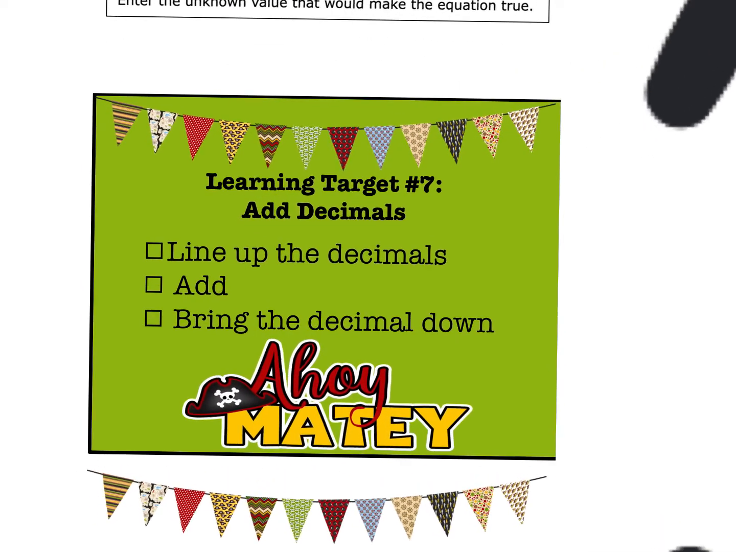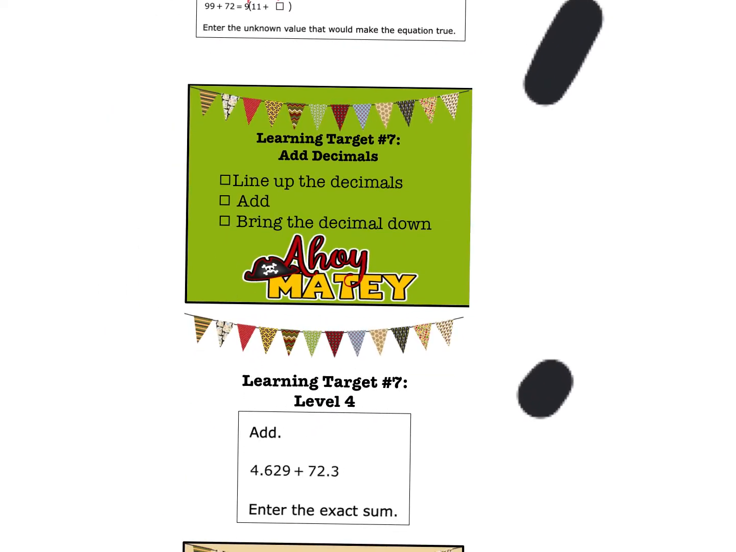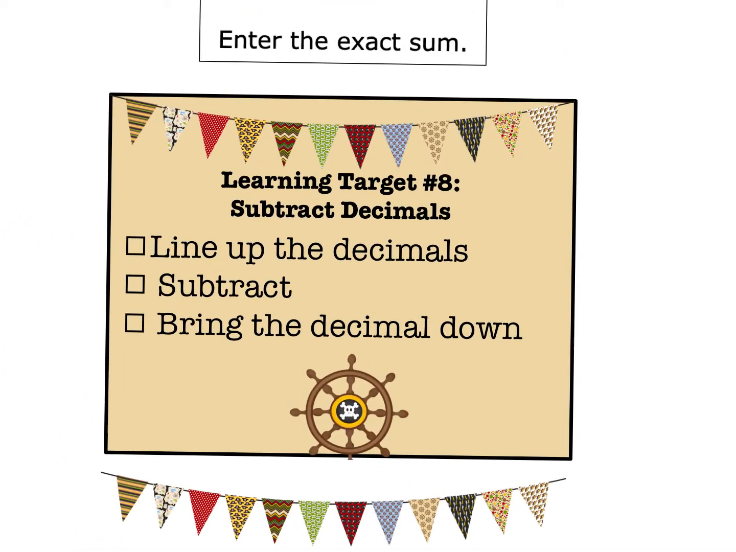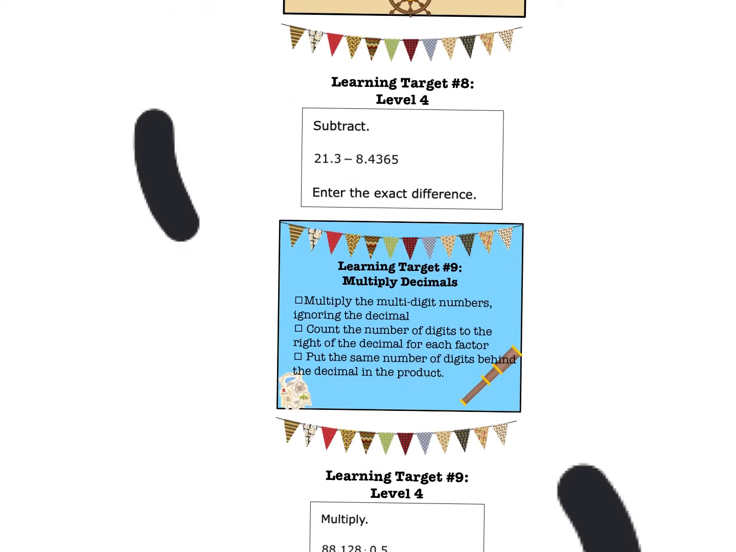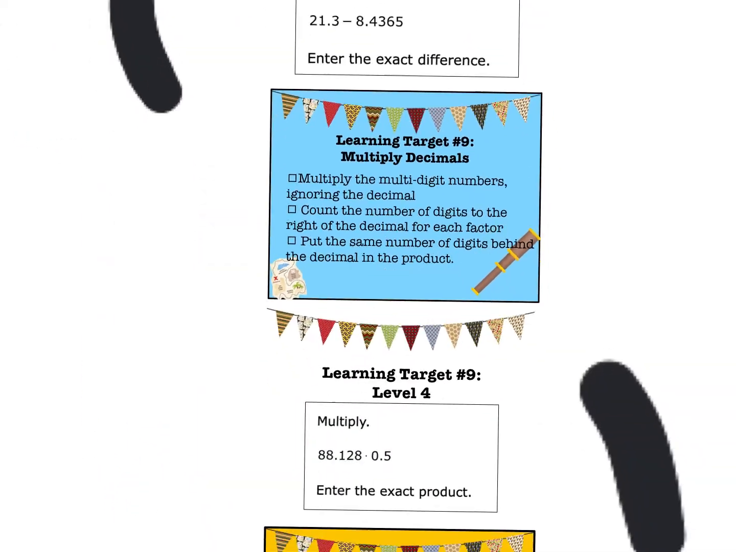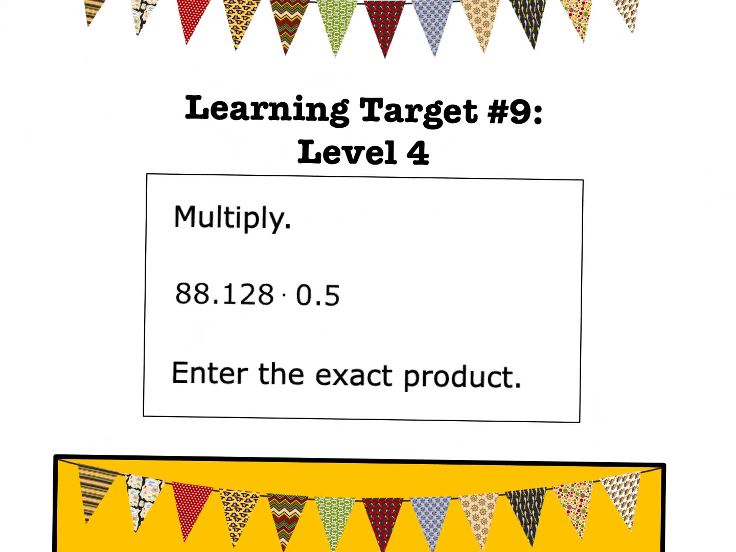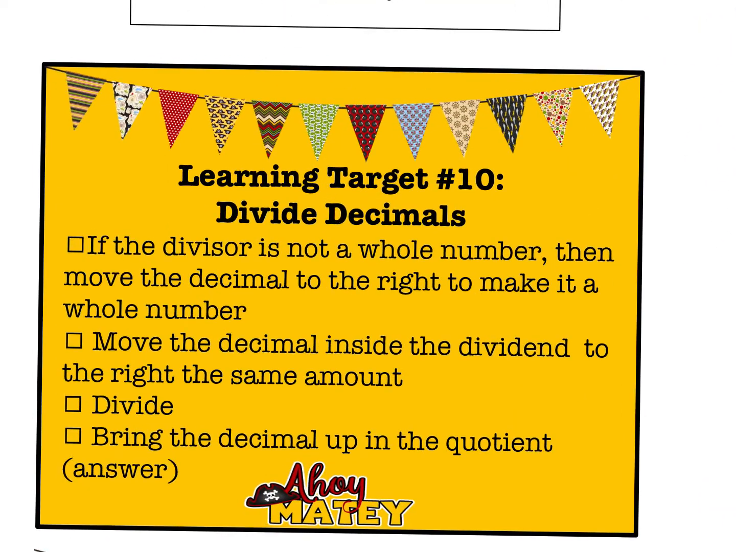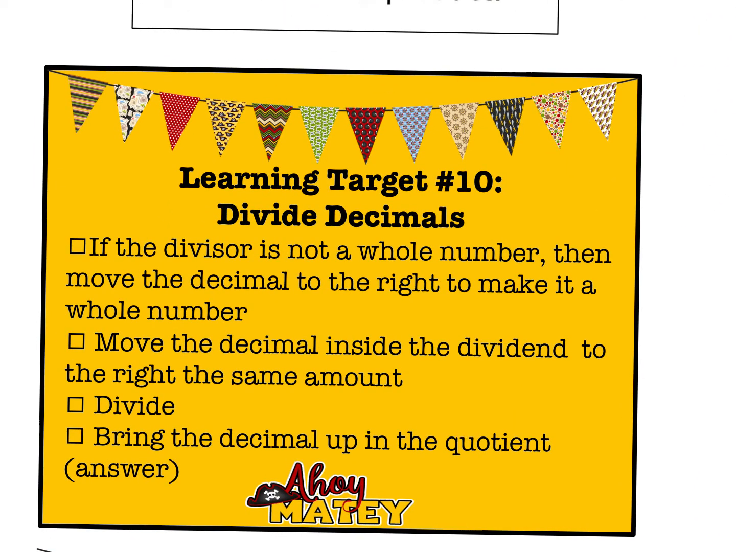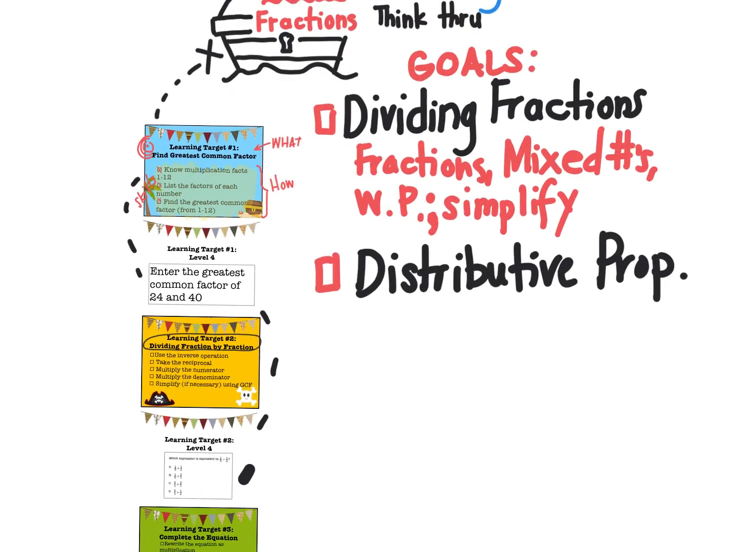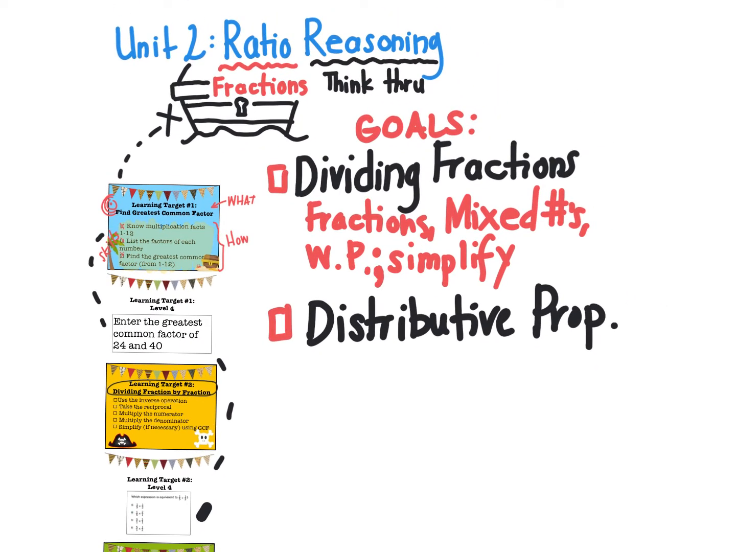Oh, do you see this right here? We're going to add decimals. We're going to subtract decimals. We're going to multiply decimals. And remember, I have all the level 4 questions, and we're going to divide decimals. So that's another key, another goal in our unit is we're going to add, subtract, multiply, and divide decimals.